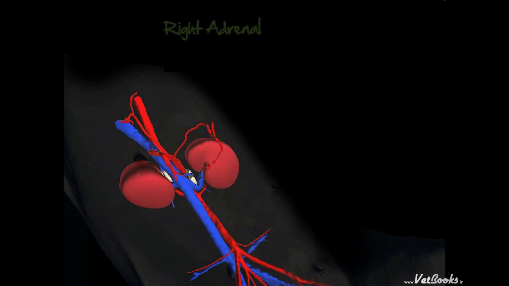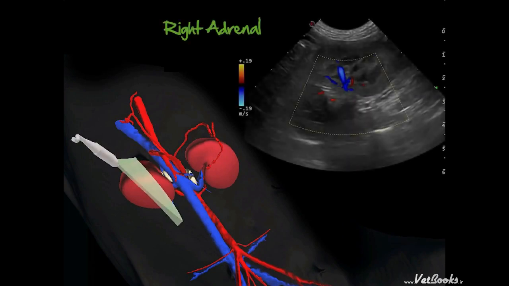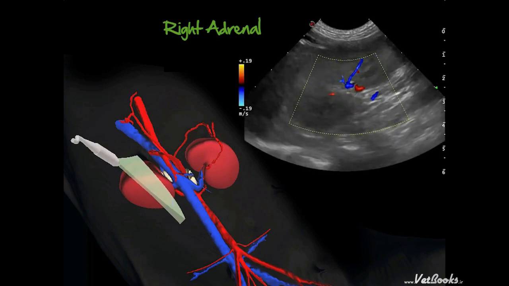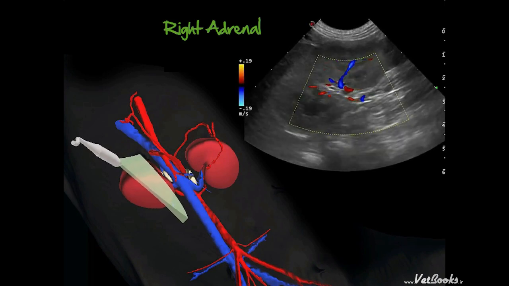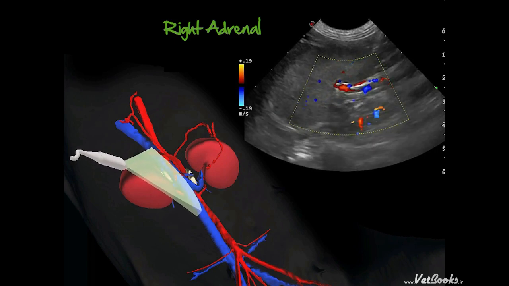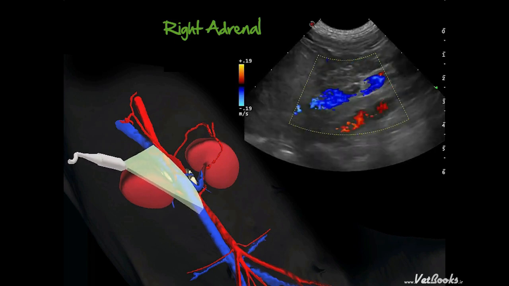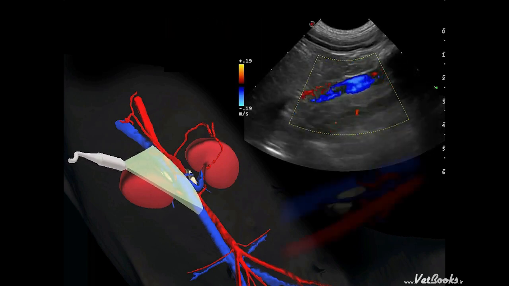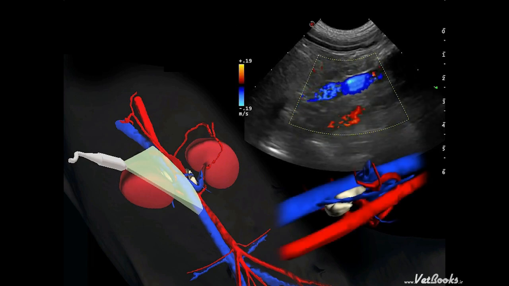Identifying the right adrenal gland may be a greater challenge because of its more dorsal and cranial location and the obstacles presented by certain segments of the GI tract in this region. In the longitudinal plane, and starting from the right kidney, move the probe cranially behind the costal arch, turning it gently into an oblique plane to locate the caudal vena cava and aorta.